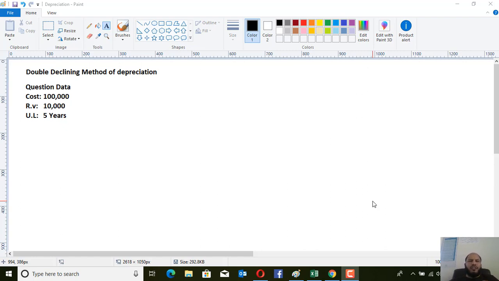Bismillahirrahmanirrahim. Our discussion today is about the double declining method of depreciation. In other words, we may call it the declining method of depreciation. The declining method is the most popular method of depreciation, and the term double is used with it. This is mostly a usable method for tax purposes within the organization. In today's class we will have a good discussion about the double declining method of depreciation.